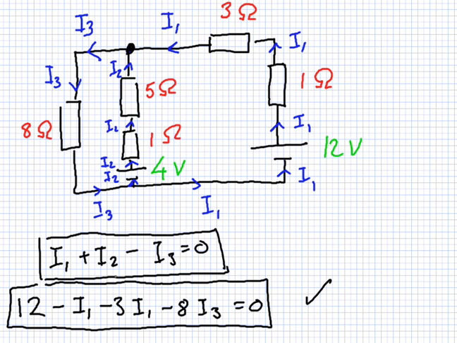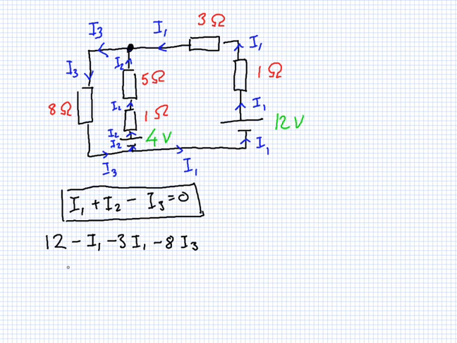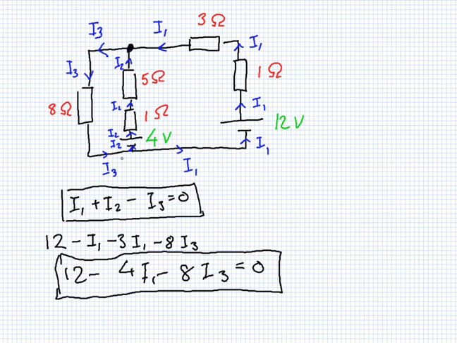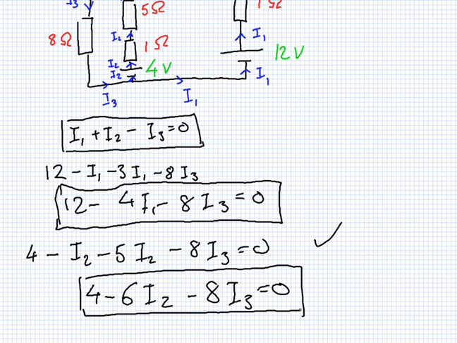And then what did you do next? Oh yeah, sorry, I can simplify this a bit, because this is 12 minus 4I1 minus 8I3 equals 0, so I can put them together. Alright, what loop did you do next then, Louise? Next one is the 4. You started with the 4, yeah? Okay, so you had 4 minus 1I2 minus 5I2 and minus 8I2. So that's fine also. So that's 4 minus 6I2 minus 8I3 equals 0. So that's right and that's right.